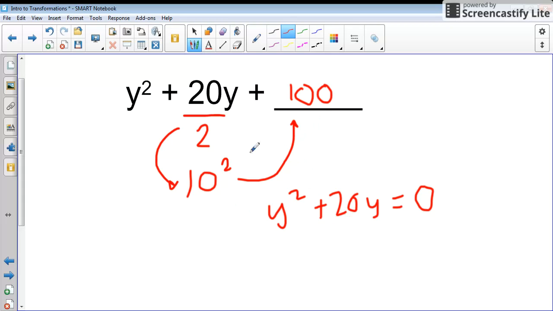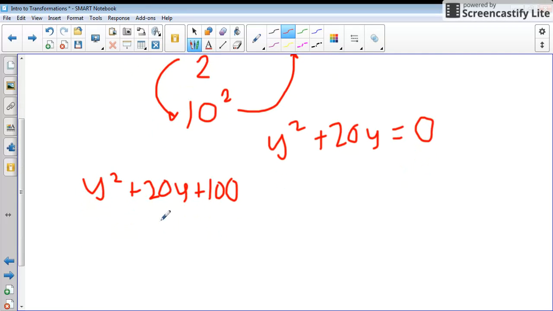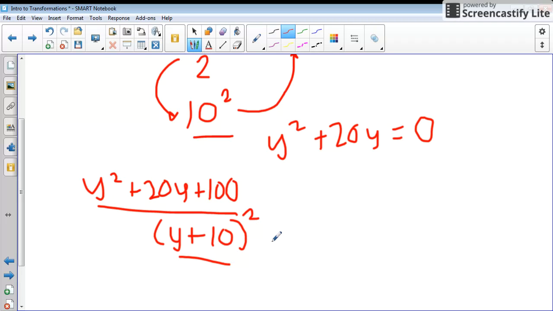And so in doing this, in adding 100 to both sides, what I'm going to end up with is this polynomial right here, y squared plus 20y plus 100. Now, that is only important because that is mathematically equivalent to this statement right here, y plus that half middle number, 10, squared. That is equal to this. These are one and the same.